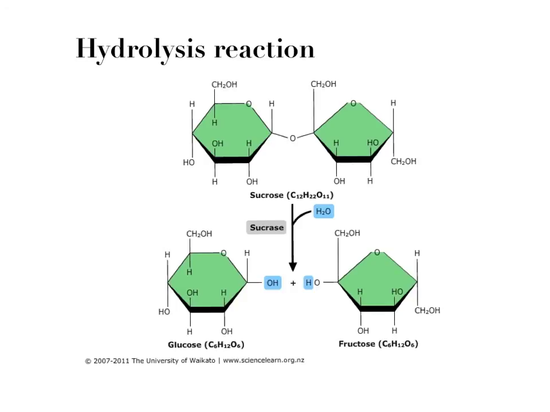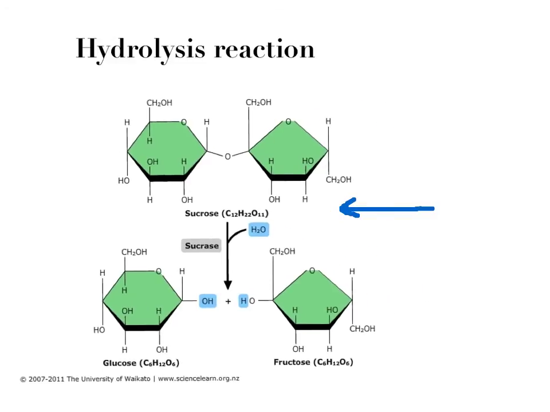Now, oppositely, your cells will do hydrolysis reactions. In a hydrolysis reaction, water is added to the reaction in order to break the bond between two smaller molecules, between two monomers. So here's the example of taking sucrose. So you've just eaten something that has sugar in it. Your digestive enzymes will use a hydrolysis reaction to break the bond.